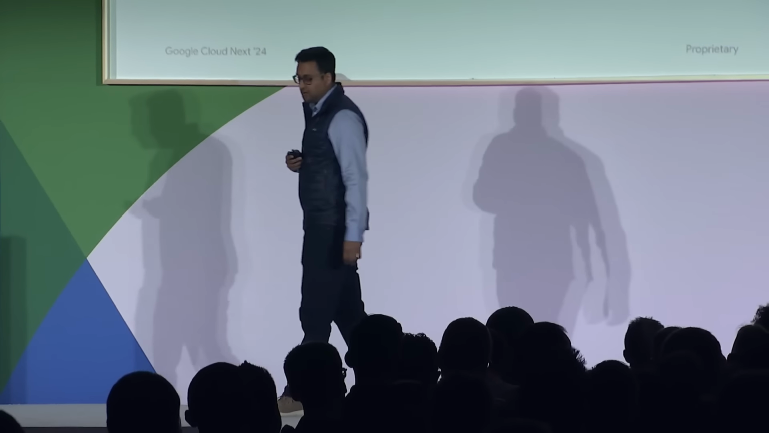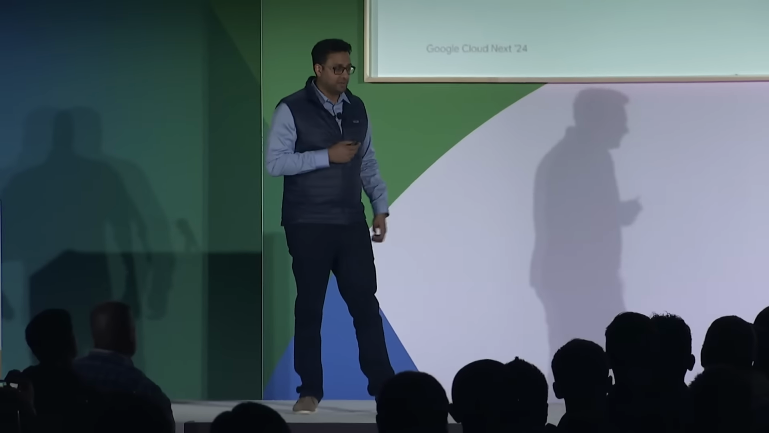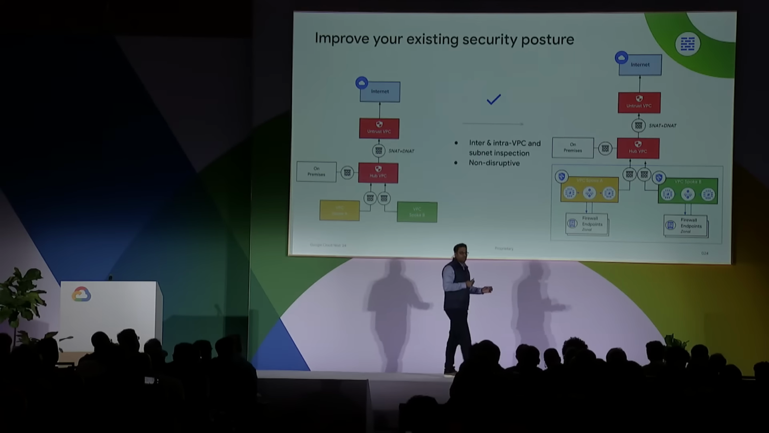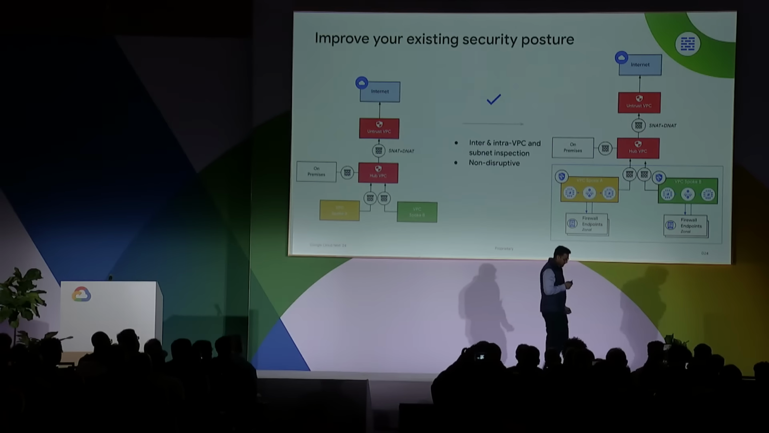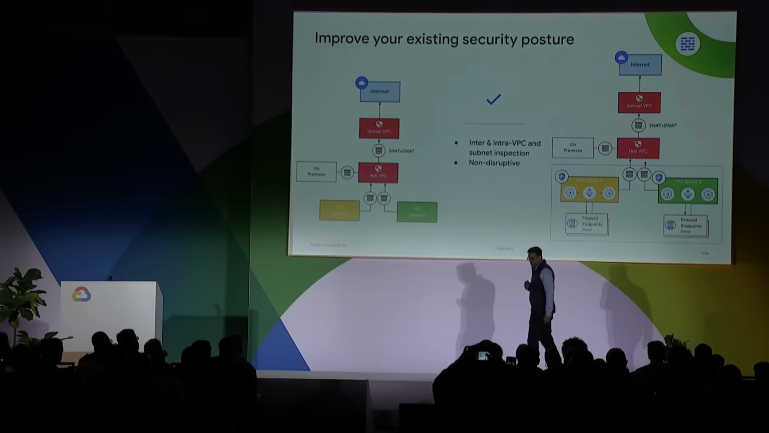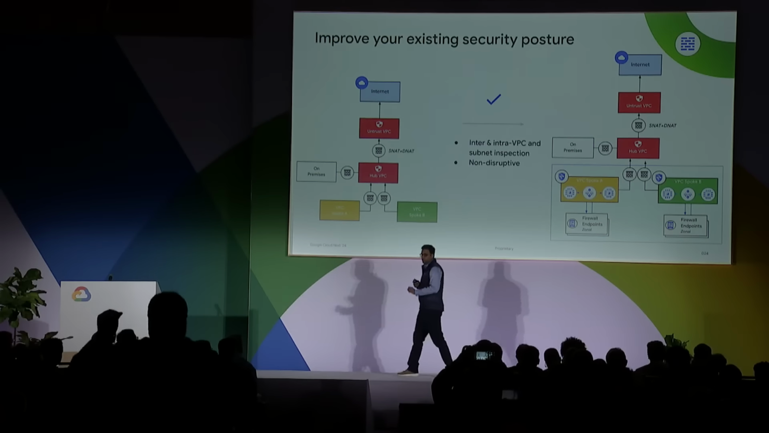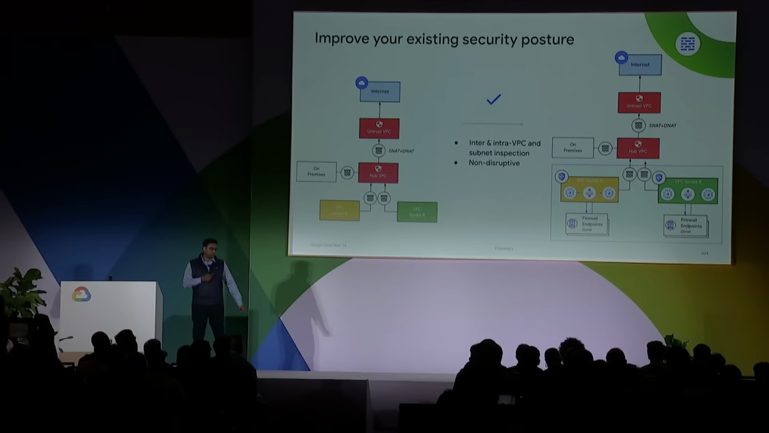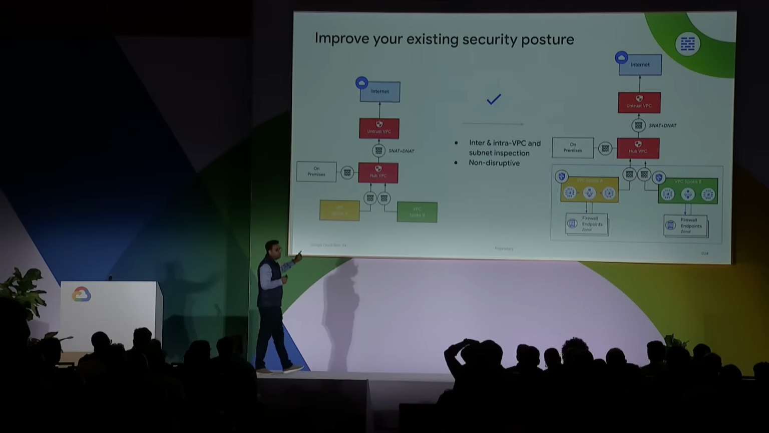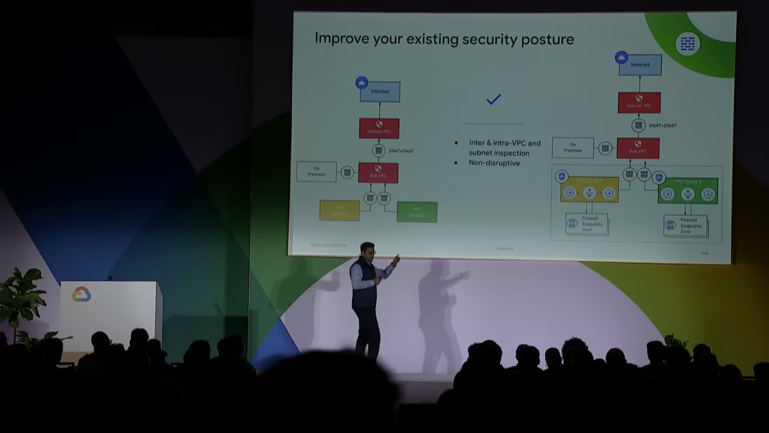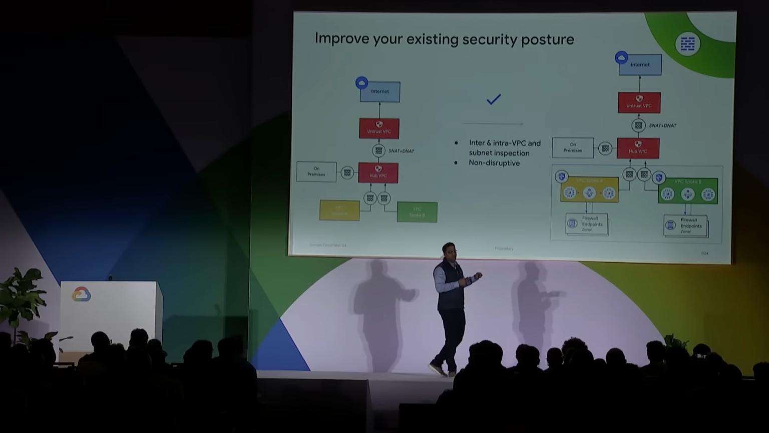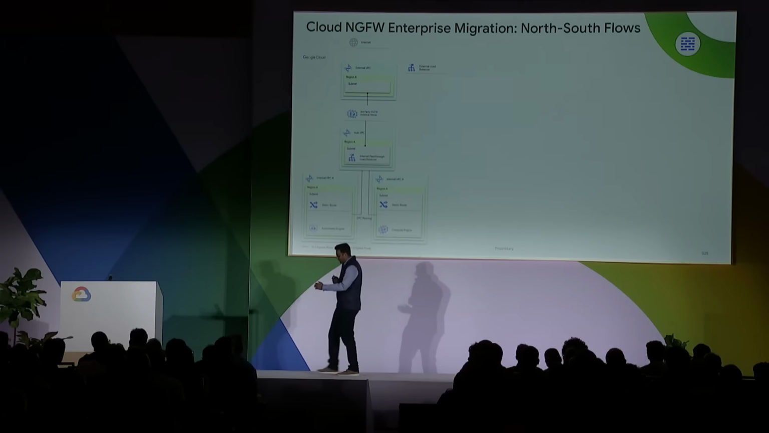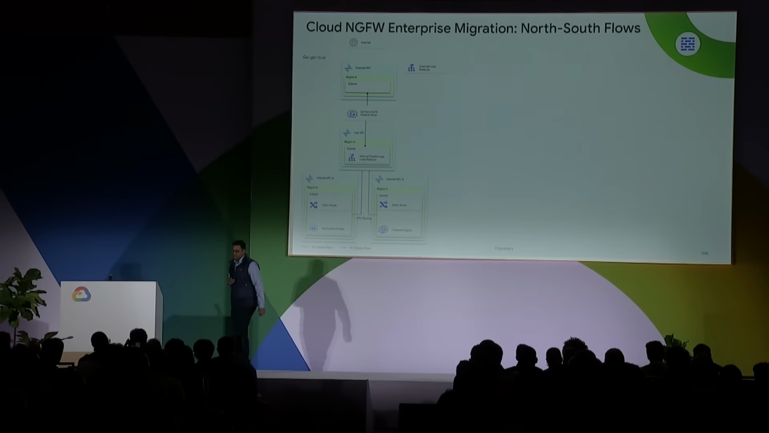So first, let me talk about a partial migration, if you will, on how you can improve your security posture in a completely non-disruptive way, right? As you can see here, you have your distributed firewall rules that have been implemented for your workloads with no routing changes and completely transparent. And immediately you have better security posture because on your left, you were only doing perimeter security or inter-VPC security. Now you're able to do both inter and intra-VPC security.